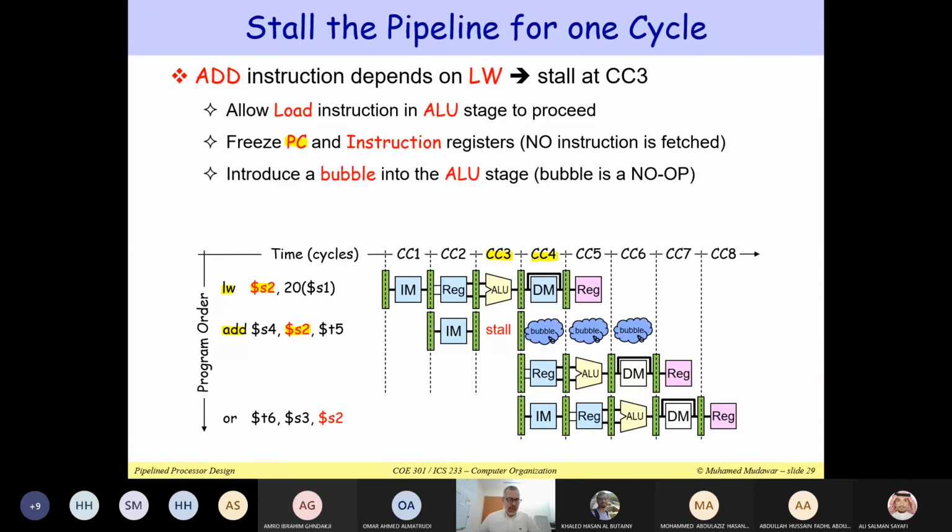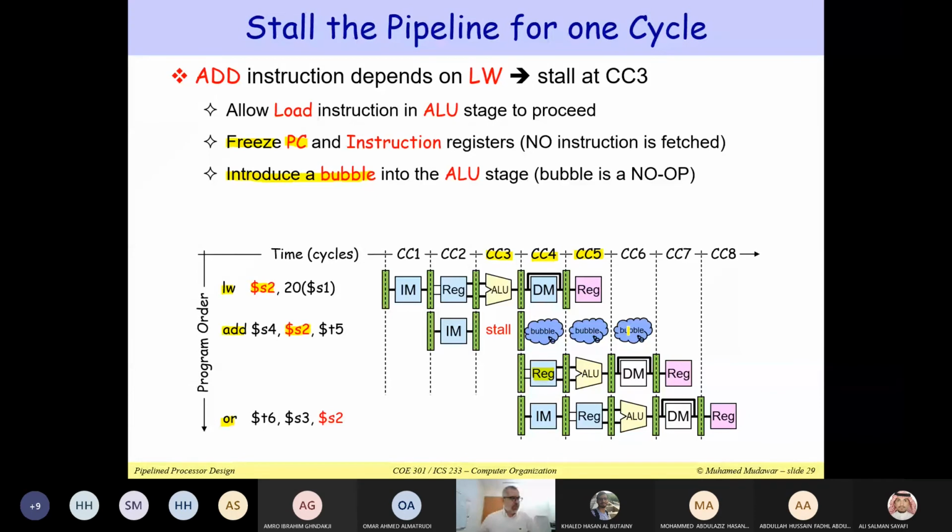So during clock cycle number 4, we still have the add instruction in the second stage, and it's not going to execute until clock cycle number 5. We are going to delay the execution of the add, and we are going to delay the fetching of the OR instruction from the instruction memory. This is the importance of freezing the program counter. And we are going to introduce a bubble into the ALU stage. So what's really being executed is just a bubble.